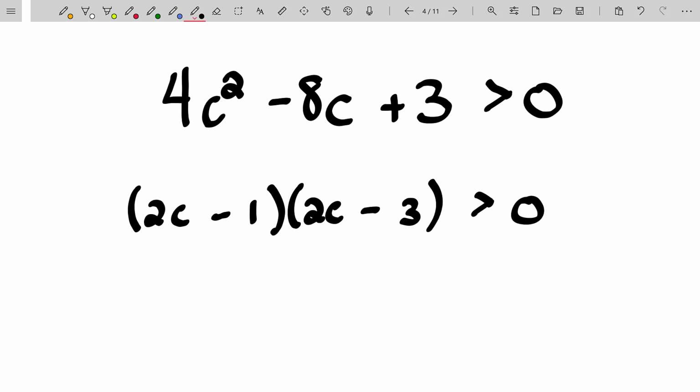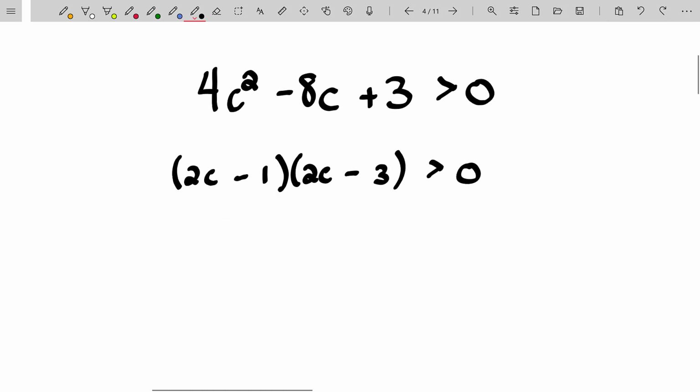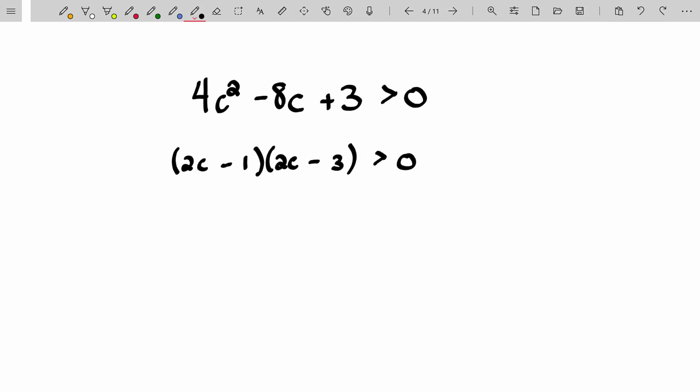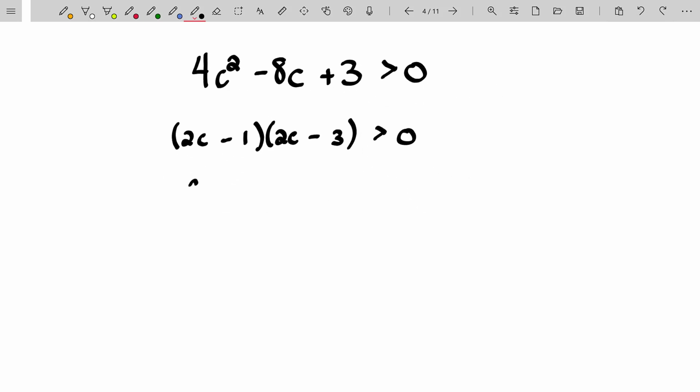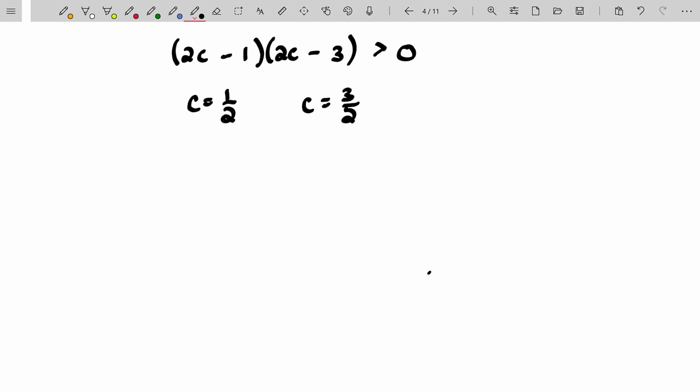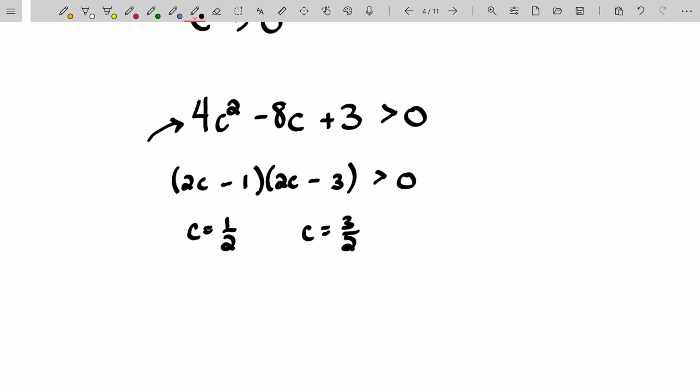And it definitely factors to this here. You can see you get 4c squared from that. You get, let's see, a negative 6c there, and you lose another 2c, so that's a negative 8c. And then finally, plus 3. So this is how it factors. I'm going to use the graphing method for solving this quadratic inequality. I can easily see that the x-intercepts, or in this case, c-intercepts, of that quadratic expression on the left-hand side are 1/2 and 3/2.